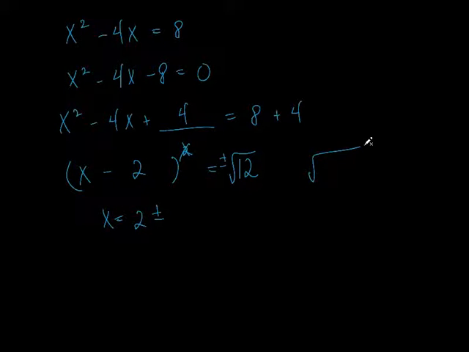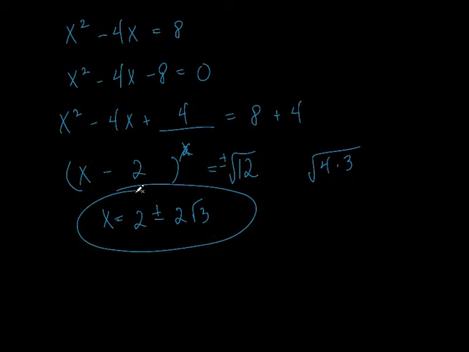Let's break down 12 though. It's not simplified. I'm going to go 4 times 3. So 4 times 3, so it's plus or minus what? 2 square root of 3. And that's your answer right there. You can't simplify that any further. It's just 2 plus or minus 2 square root of 3. So that's the answer to what we did before.